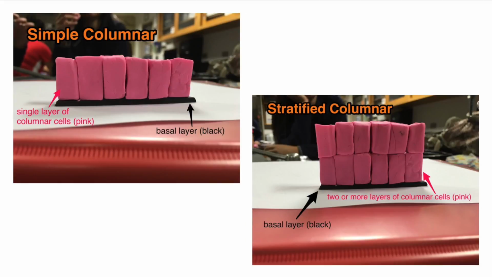Columnar cells are taller than they are wide, like columns. Simple columnar epithelium consists of a single layer of tall columnar cells atop the basal layer. Stratified columnar epithelium consists of 2 or more layers of columnar cells atop the basal layer.